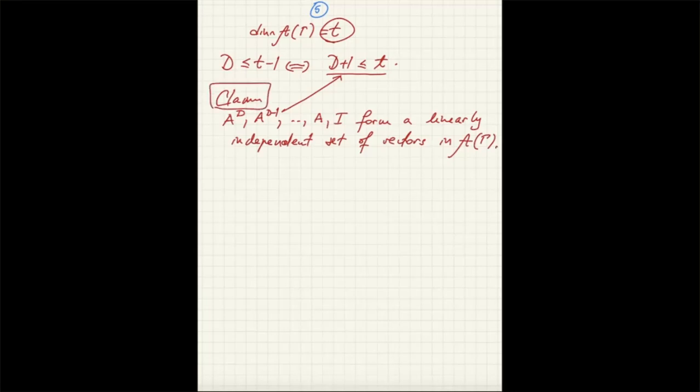Okay. So if we prove this claim, it means that we have D plus 1 linearly independent matrices in the adjacency algebra of gamma, but the dimension of it is T, and therefore from linear algebra we know that the size of any linearly independent set must be smaller than or equal to the size of a basis, so we get D plus 1 is less than or equal to T. Okay, so how do we prove our claim?